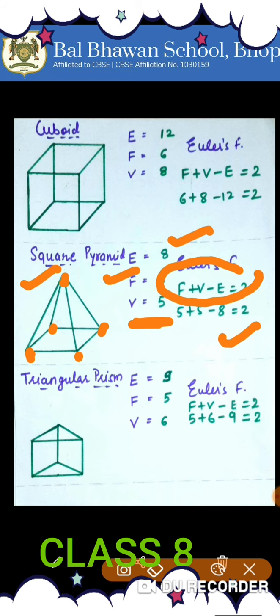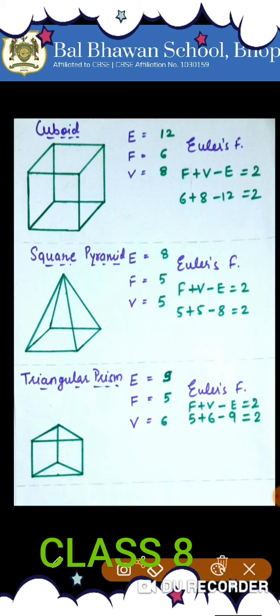Now our next solid is the triangular prism. What is a prism? A prism is a solid shape where the top and bottom are congruent. Okay, when the top is congruent to the bottom, that solid shape is called a prism. Now, how is the name of that prism decided? If the top and bottom are in triangular shape, the name of that prism is triangular prism.